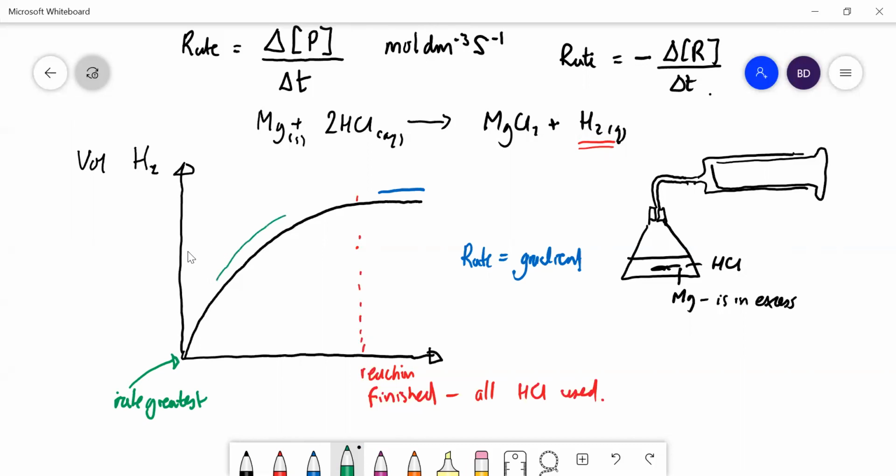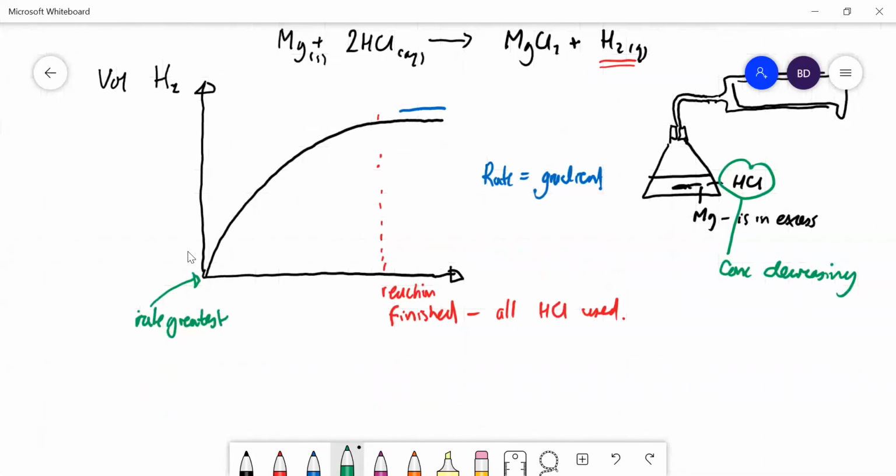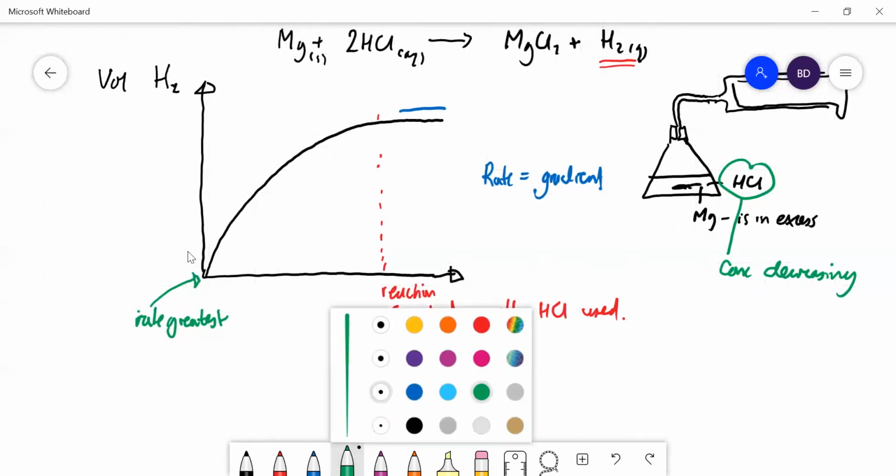Now, why is that? Well, it's because the magnesium is in excess, so the rate decreases because the concentration of the hydrochloric acid will decrease from the moment the reaction starts. It will go lower, and of course we know if you have a lower concentration of reactant, the rate of reaction is going to slow down. So that gets us to this idea. We want to talk about the rate. Really, we want to talk about initial rate.